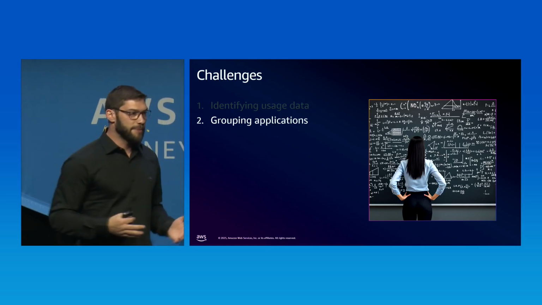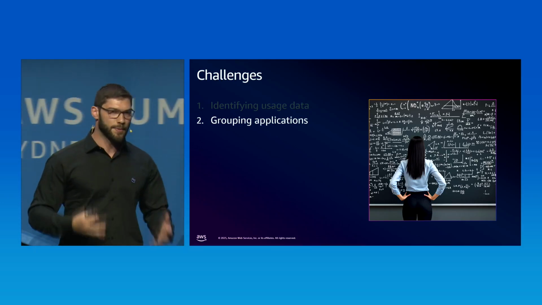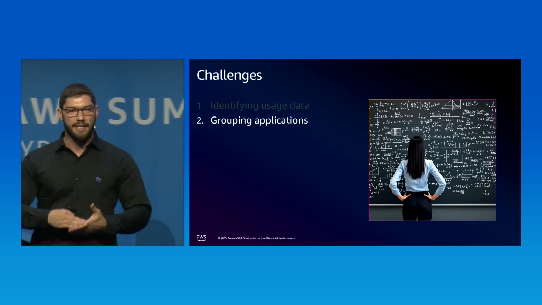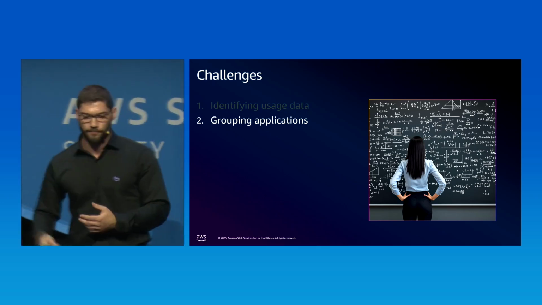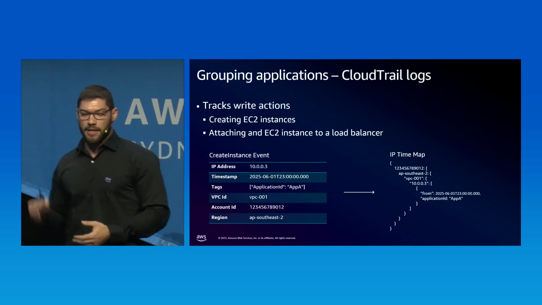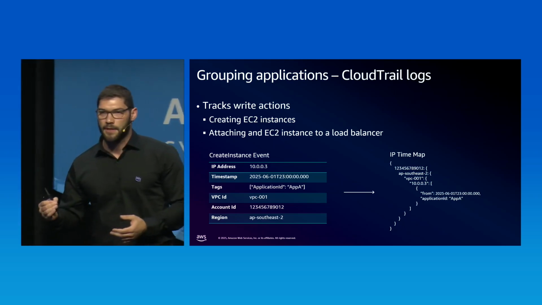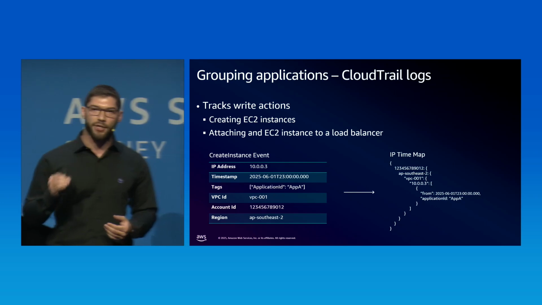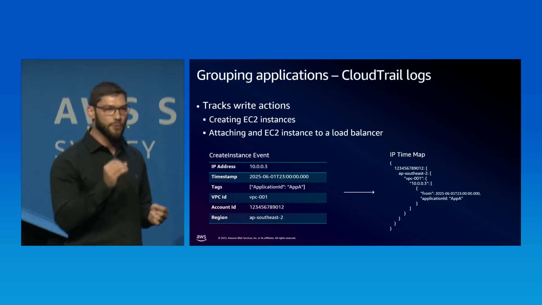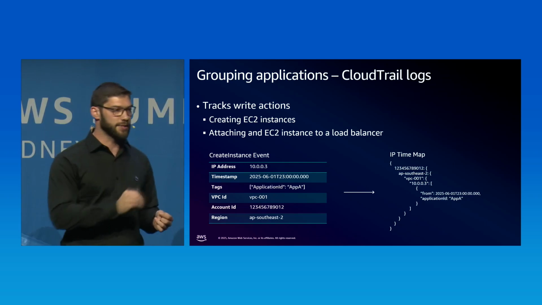The next challenge that we faced was, how are we going to group these applications? Because these logs are at the resource level, and we need to roll them up to an application level. The way that we achieved this was using CloudTrail logs. CloudTrail logs record every action that happens on the control plane, and it allows you to filter for the exact records that you're interested in.